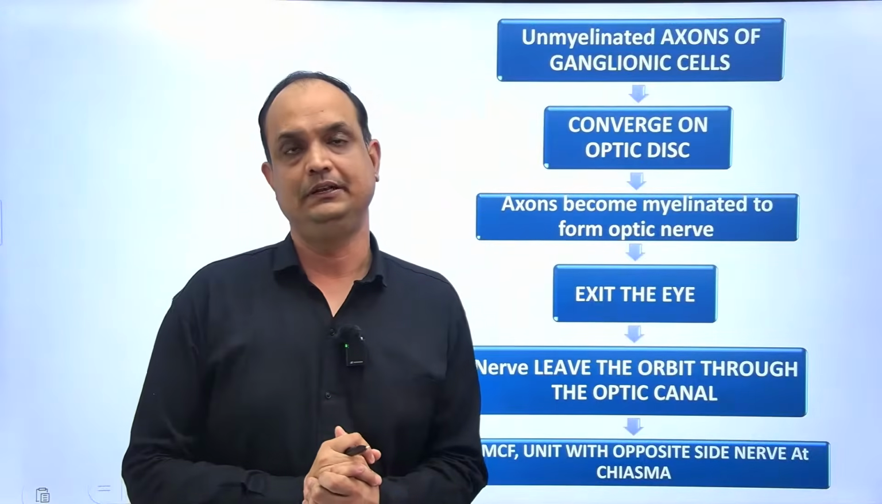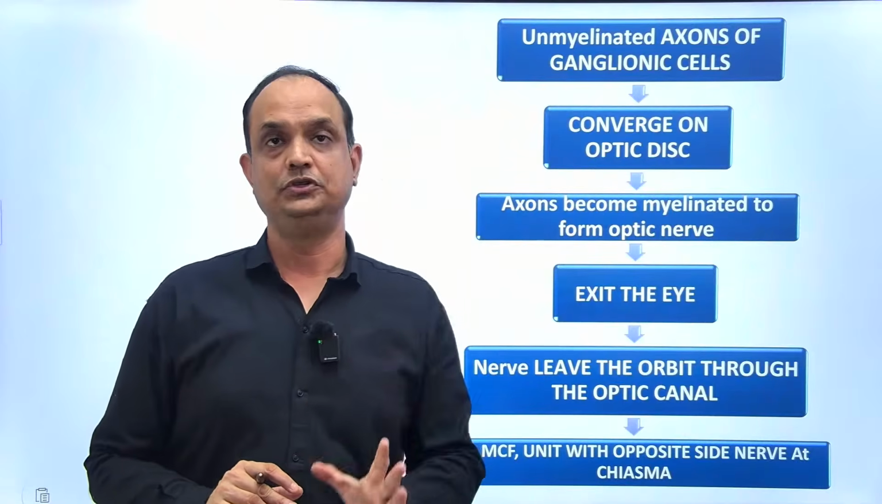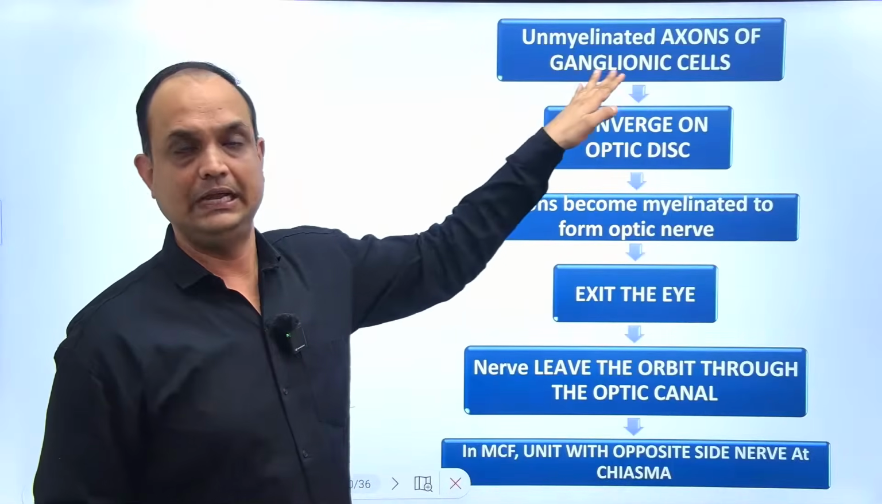So how is the optic nerve formed? If somebody asks you how the optic nerve forms, draw the flow chart. So you will start from the ganglionic cell.